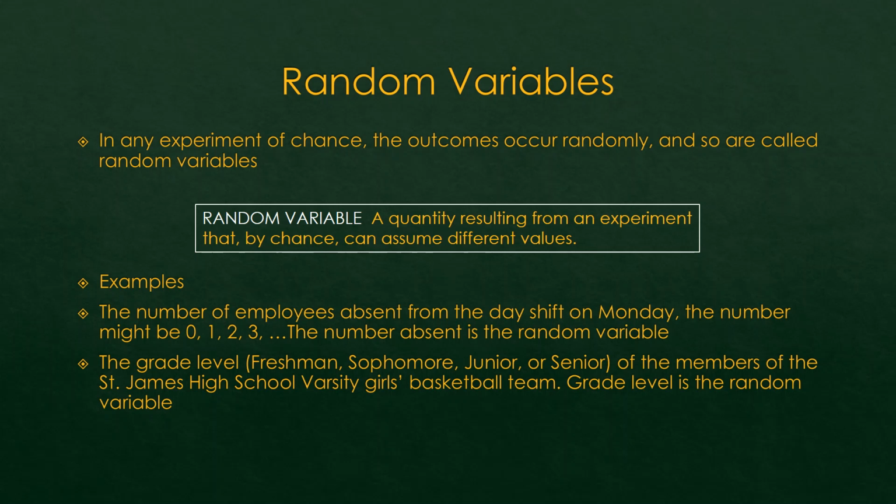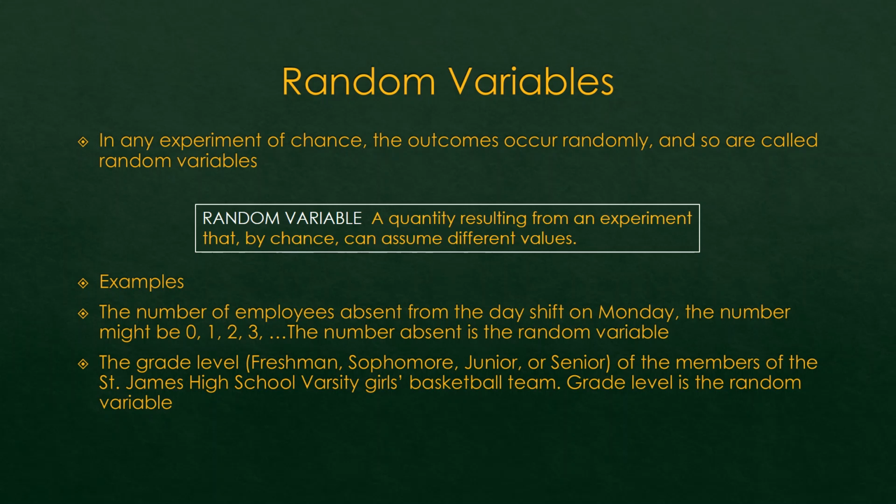Another example is the number of employees absent from the day shift on Monday. The number might be 0, 1, 2, or 3, but they are random. The number absent is the random variable. So number absent, or number rolled, would be the variable.